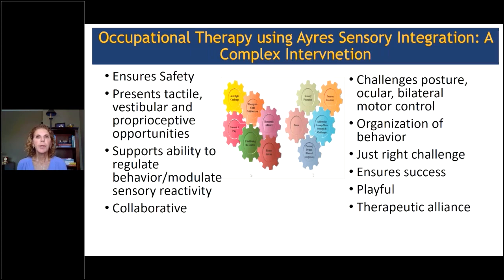As I said, occupational therapy using Ayres Sensory Integration is a complex intervention. It requires the integration of knowledge about the child, knowledge about their strengths and challenges, and knowledge about the intervention itself. This graphic, these gears, represent the complexity of the intervention, showing the active ingredients are put together in unique ways for each child.